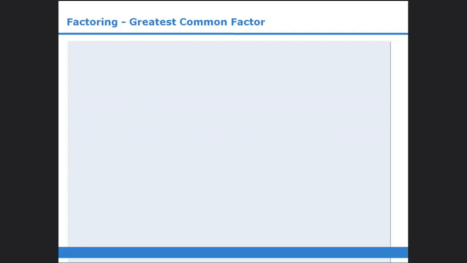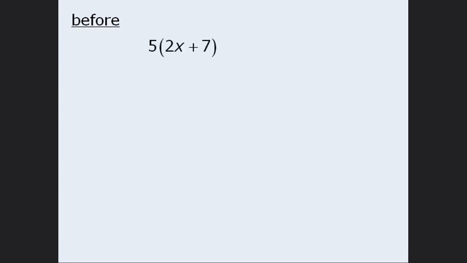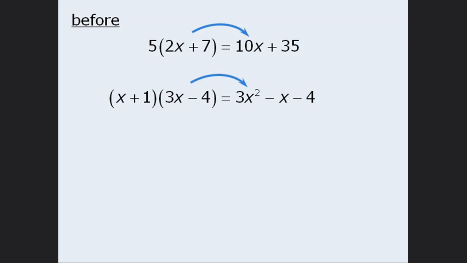In this lesson, we will examine a technique called factoring. Now, in previous lessons, we took products such as this one and expanded them by multiplying the terms inside the parentheses by the term outside the parentheses. We also expanded products of two binomials using the FOIL method. We are now going to reverse this process.